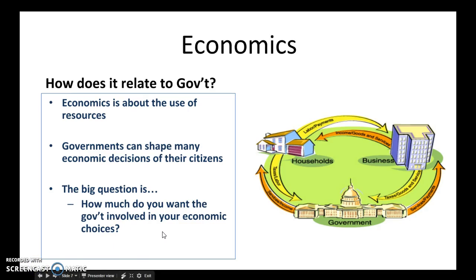The big question that people ask themselves when they're thinking about how much the government of their society is going to relate to the economics of their society: how much do we want the government to be involved in making our own economic choices? Once again, we have several options. We're going to go through each one of those in turn.